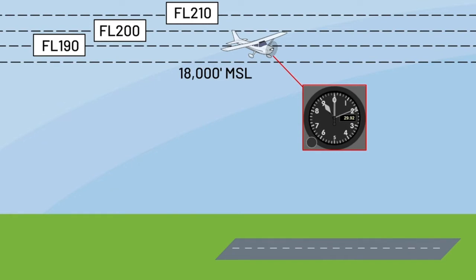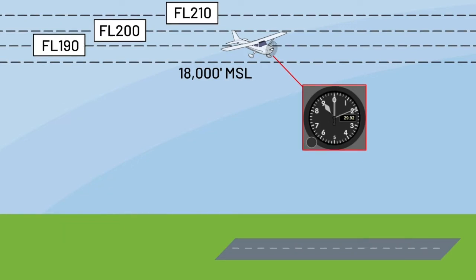Instrument approaches are extremely reliant upon understanding exact altitudes above our runway's elevation. So if our altimeter setting is not up to date, our indicated altitude will be wrong, and our understanding of our above ground altitude will also be wrong. So things like minimum and decision altitudes will also be wrong.